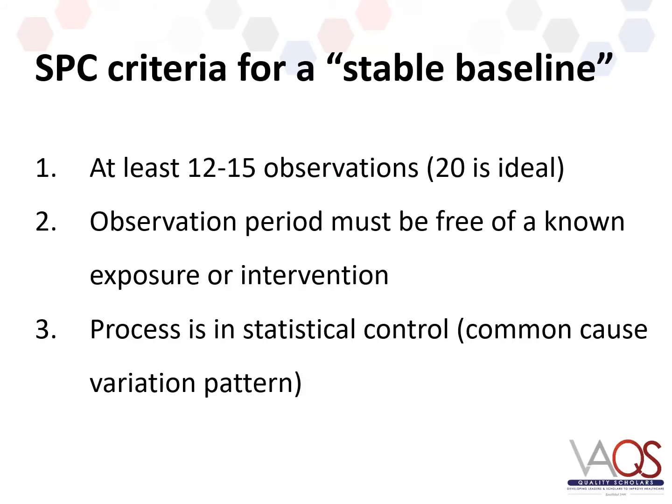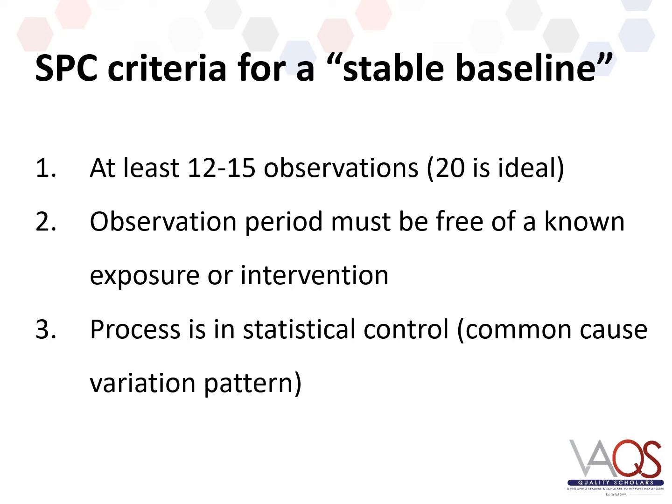As discussed previously, one of the main criteria required to be present prior to conducting a fixed limits analysis is a stable baseline. A stable or reliable baseline must have 3 characteristics. First, it must have at least 12 to 15 observations at minimum. 20 or more is ideal.